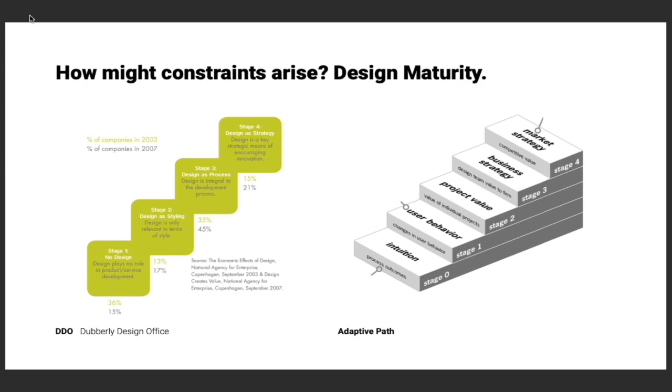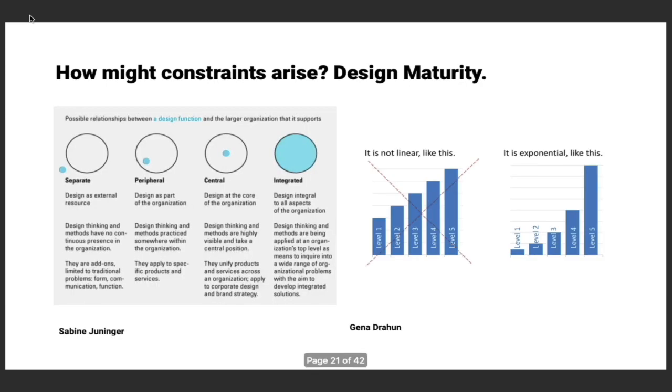Then project value is not just being reactive to what the user wants, but saying, hey, we can add value by discovering more things and making the things that matter at the company. Business strategy is not just at the project level, but at the business level: the portfolio of projects and services and offerings. And then market strategy: how does our company really up the game, disrupt an industry, that kind of thing. So the constraints that you're going to have at stage 0 are going to be different, obviously. So these are ways to think about design maturity.